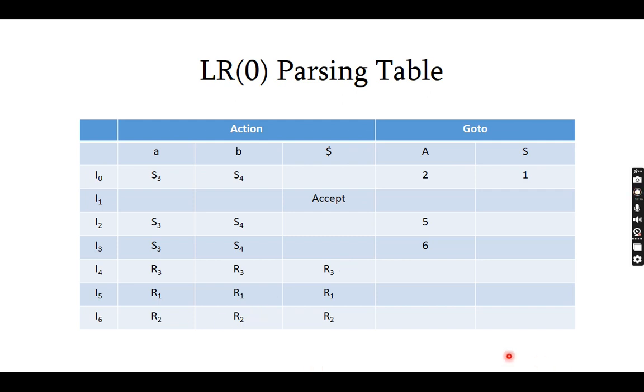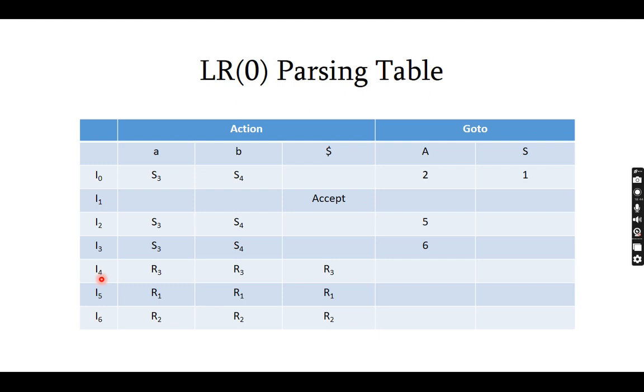Now this is about LR0. Now there is the SLR table also. The SLR table differs only in the way you write the reduce operations. In LR0, for I4, I5, I6 you have written them in all the columns of the action part. But in case of SLR you have to do this only in the follow of the LHS.